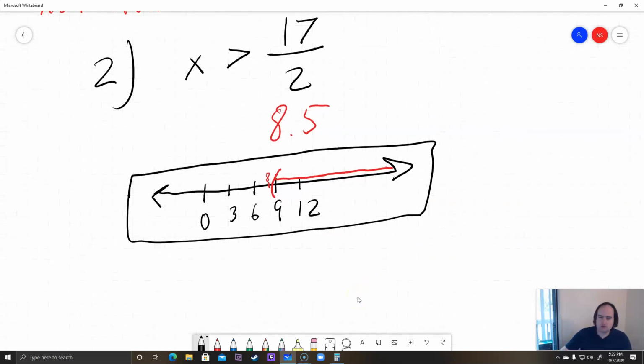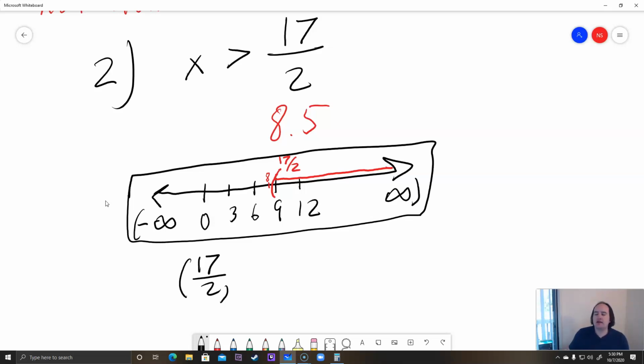For interval notation, we start on the left side of our graph, which is 17 halves. So we're going to have parentheses, 17 over 2, comma, and then the right side of our graph is positive infinity. The arrow to the left is negative infinity, but the arrow to the right is positive infinity.